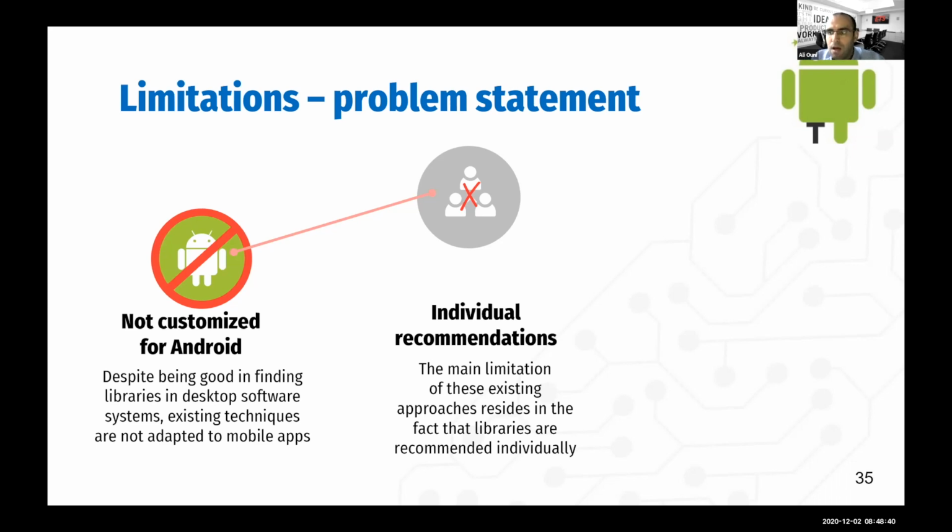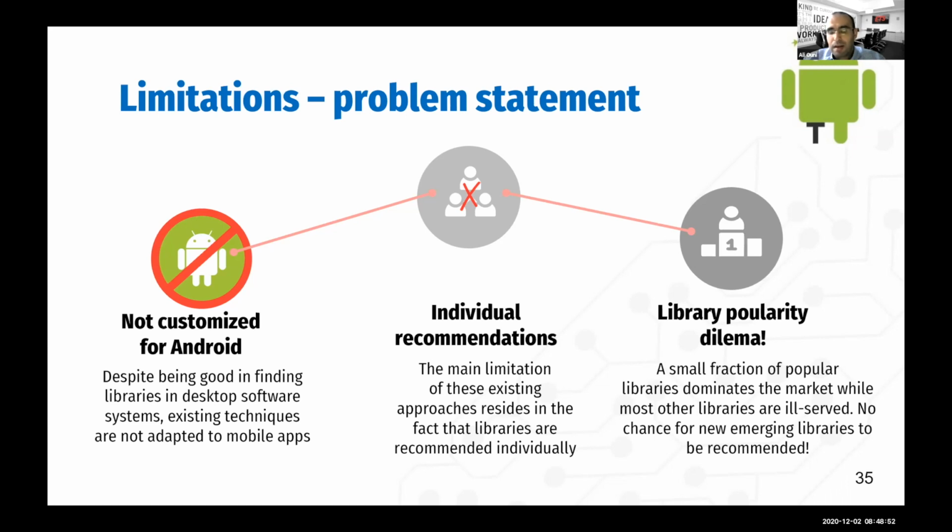For example, social network libraries and image loading libraries are typically used together, so it makes sense to recommend them together, not individually. In addition, there is what we call the library popularity dilemma. Due to the nature of Android apps, a small fraction of popular libraries dominates the market, while other libraries that just emerged, just released, have little chance to be reused because they are not actually popular.